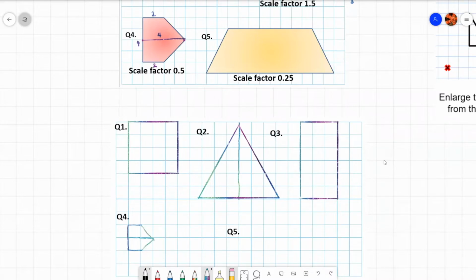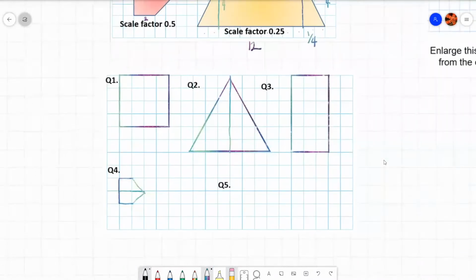Right, the next one is scale factor 0.25, which is a quarter. Well, if you're finding a quarter of something, it means that you are dividing it by 4. So 1, 2, 3, 4, 5, 6, 7, 8. That side there is 8. 1, 2, 3, 4, 5, 6, 7, 8, 9, 10, 11, 12. And then remember, we don't count the diagonals, we just count the height. So the height here is 1, 2, 3, 4, both sides. Okay. So 12 divided by 4 is 3.